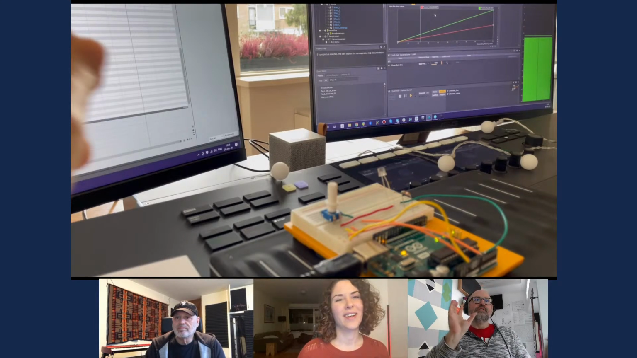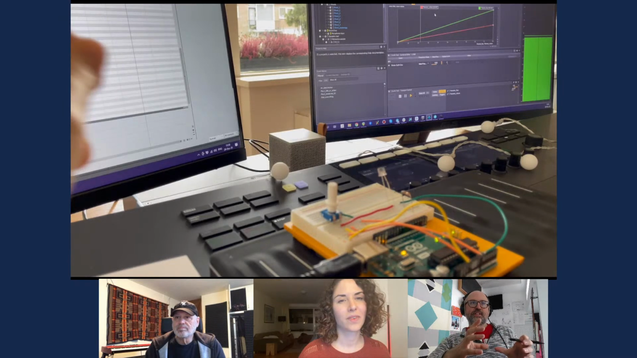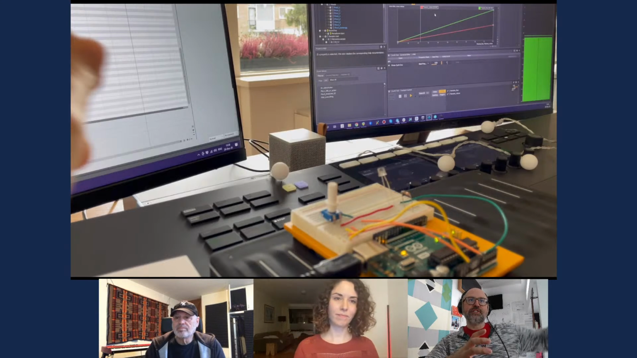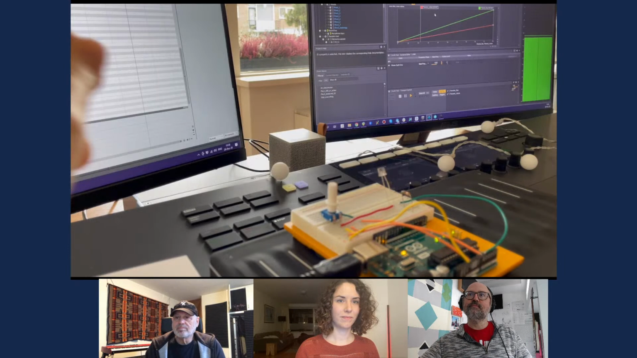Got it. So if I understand right, you're using the Arduino as the bridge between the potentiometer control and the photoresistor, the resistor measuring the light, and Arduino is being used to convert that to MIDI information in Wise. Is that correct?